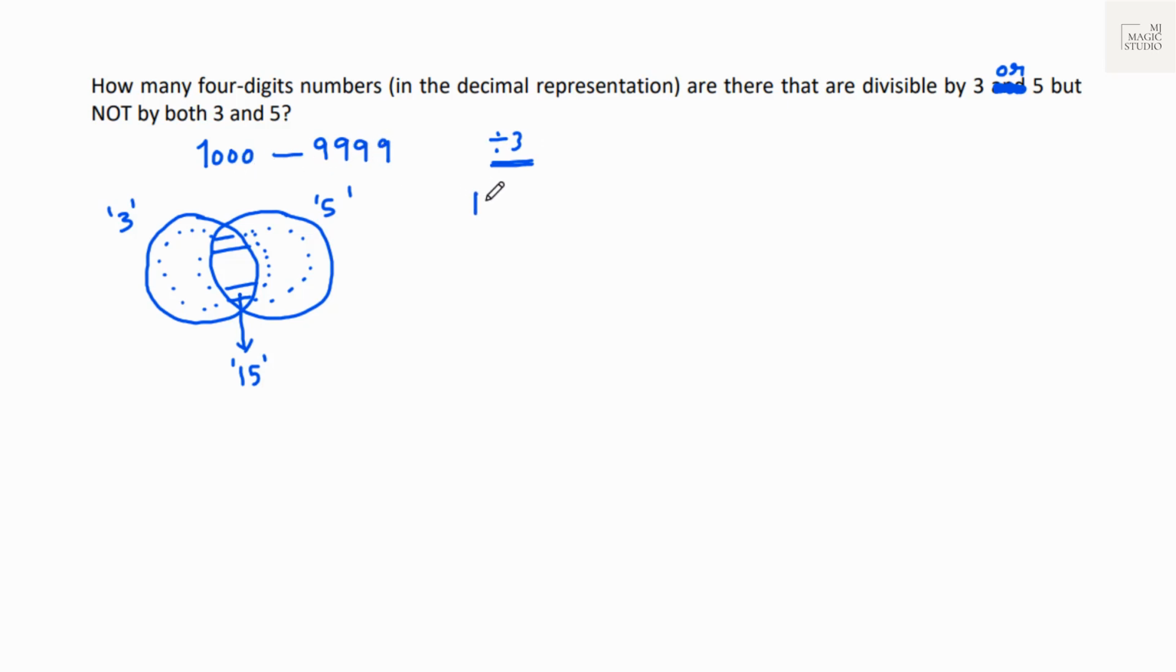Now, for numbers which are divisible by 3, the smallest number in this range would be 999 plus 3, 1002. And the largest number in this range would be 9999. All these numbers in this series form an AP series, isn't it? Where the first term is 1002, the last term is 9999, and the common difference is 3. So how many numbers are there in this range is given by a simple formula, that is (L minus A) by D plus 1.